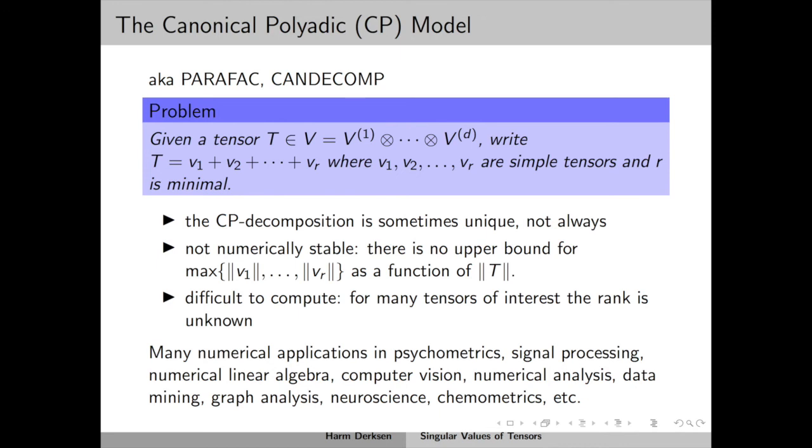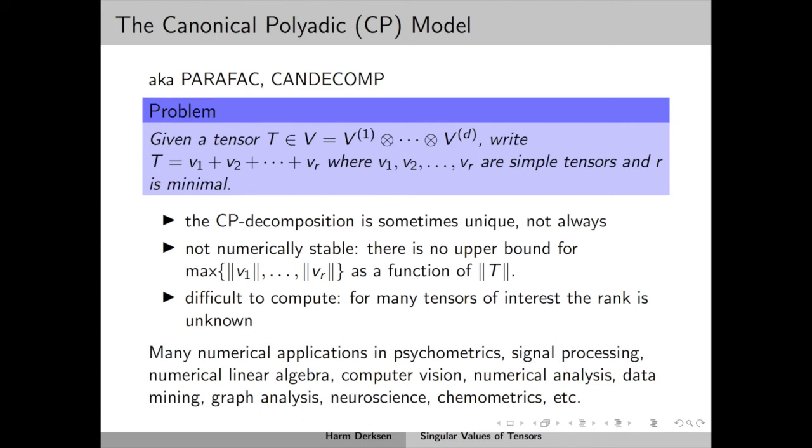Okay, so the CP decomposition. The nice thing about it is that it sometimes is unique. For matrices, if you have a rank R matrix, it's typically not a unique sum of R rank 1 matrices. So there are many different ways of writing it as a sum of rank 1 matrices. But for tensors, it's somewhat nicer because often it's unique, but it's not always unique.